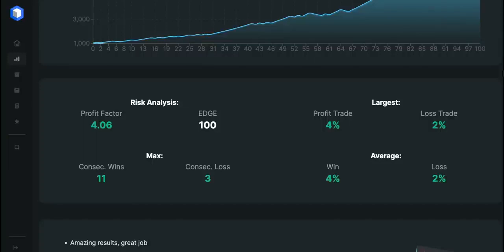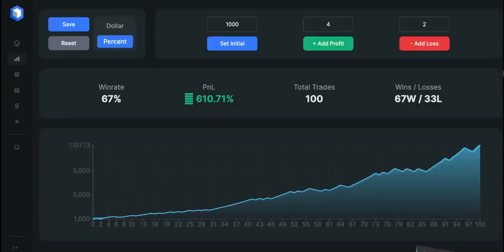So yeah guys, I highly recommend this strategy. Go ahead and forward test it with paper money and see how well it performs. Obviously the results will be different when trading live because of high spreads and fees.